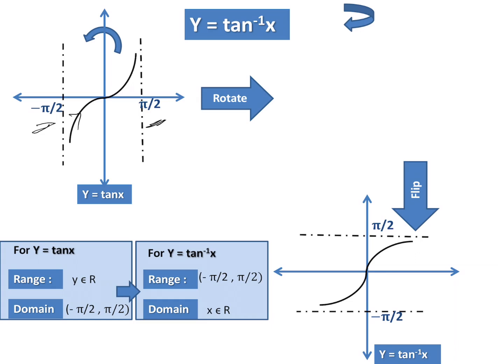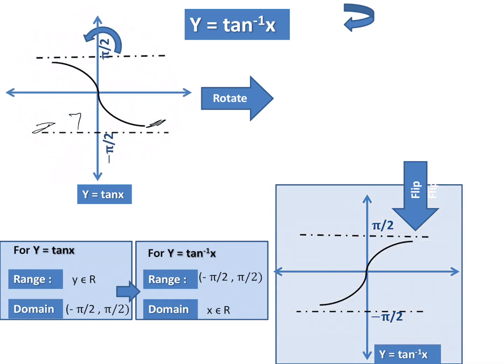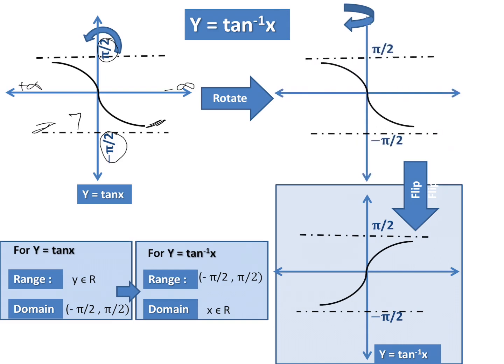When I rotate the graph, it looks something like this. You observe that pi by 2 is now on the positive y axis and -pi by 2 is on the negative y axis, which is what we want. But the problem is that on this side we are getting positive infinity and on this side we are getting negative infinity. How to fix that? Easy, flip. So, now we are going to flip the graph. So, this is the final graph that we will get.